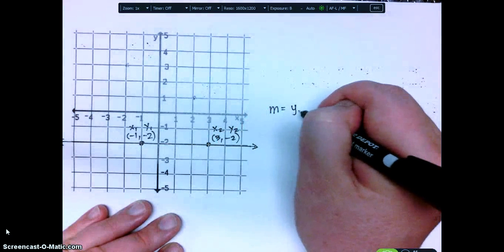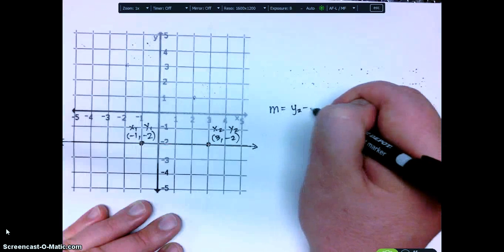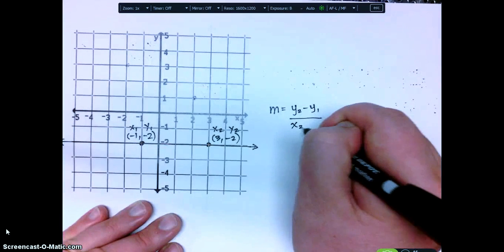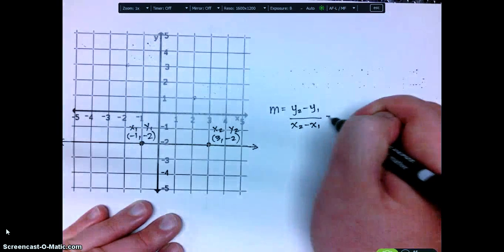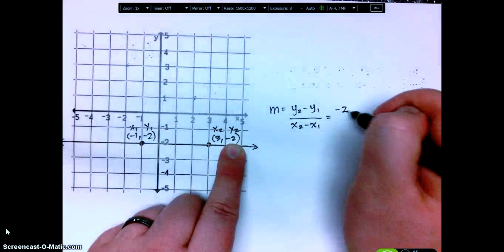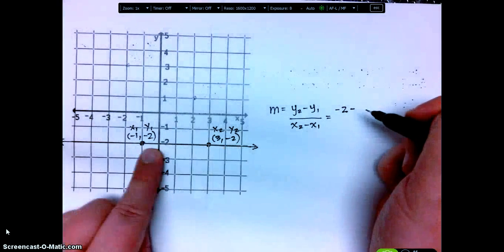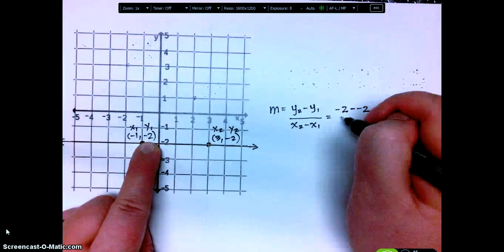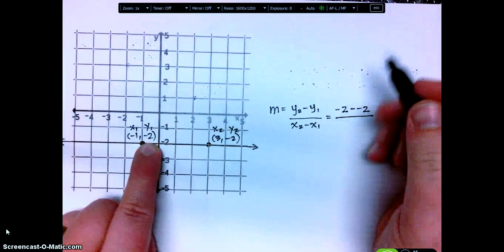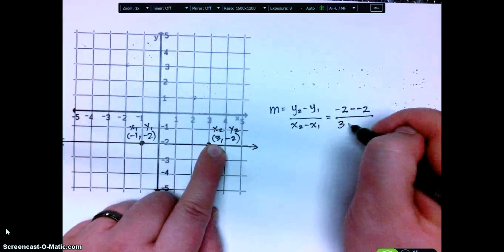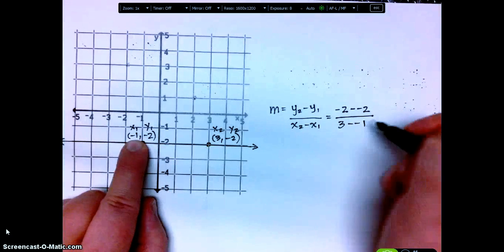And the top is always the change in y. The bottom is always the change in x. And I'm going to plug those in. My y2 is -2. And I'm going to subtract my y1, which is -2 again. My x values, my second one is 3. And I'm going to subtract -1.